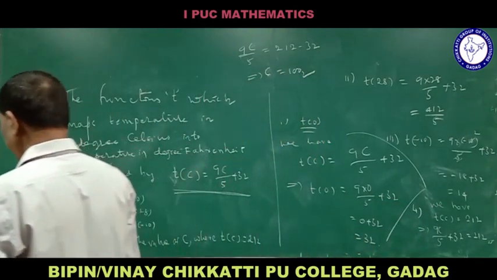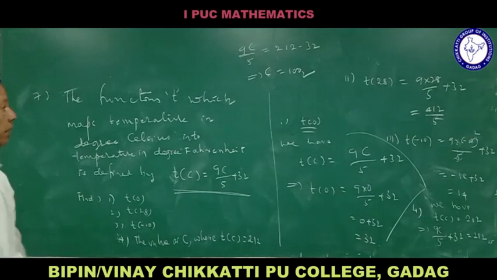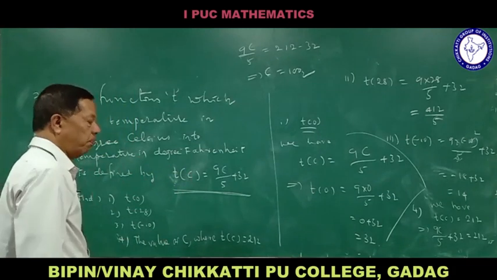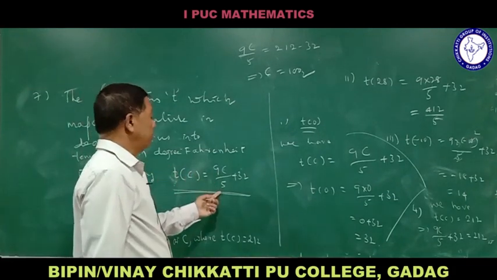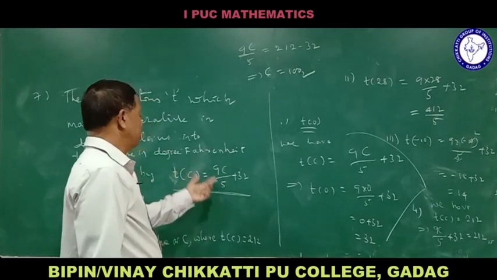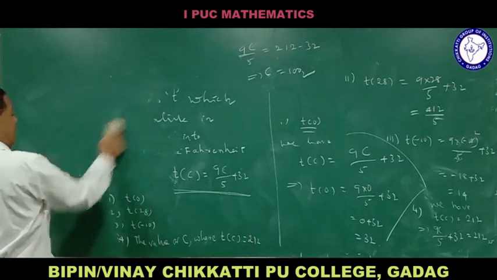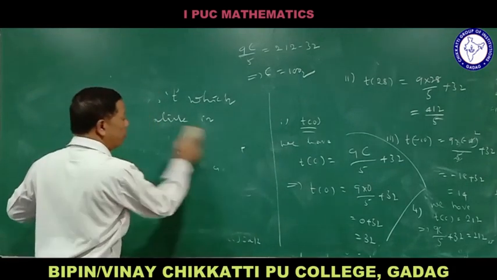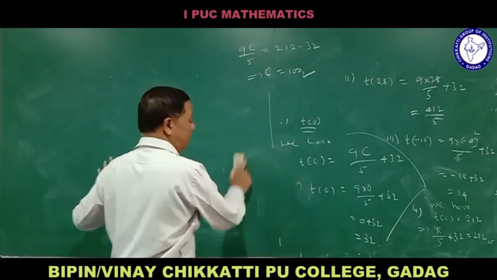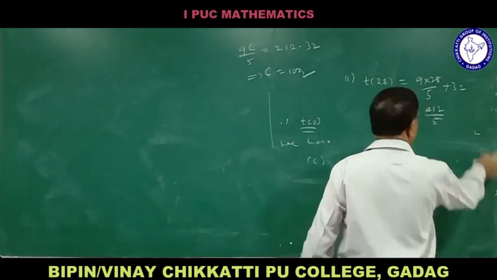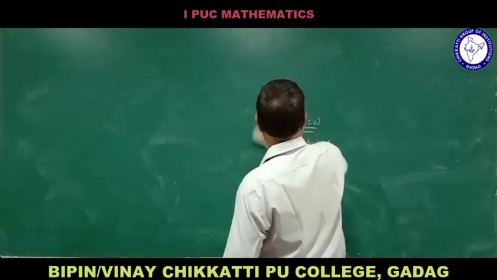So what happens here? Converting degree centigrade to Fahrenheit using the function 9C by 5 plus 32. 9C by 5 plus 32 is the formula for converting Celsius to Fahrenheit. And at last, one more problem I am discussing, how we see the range and domain of the function defined here. Always remember that the function should be taken in a particular order, and accordingly you can continue the results.